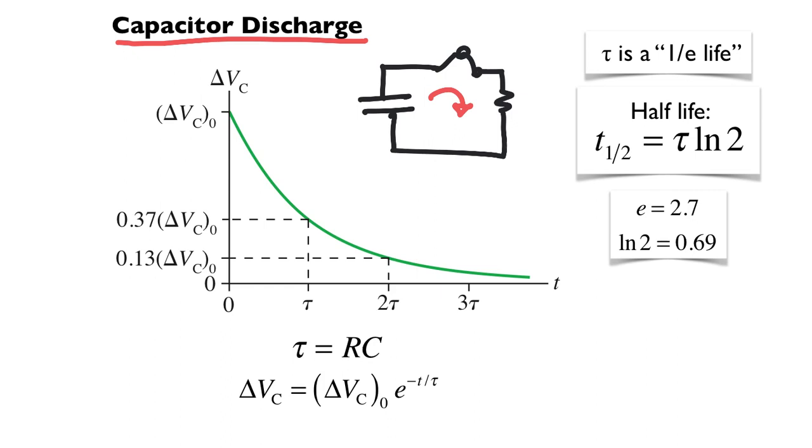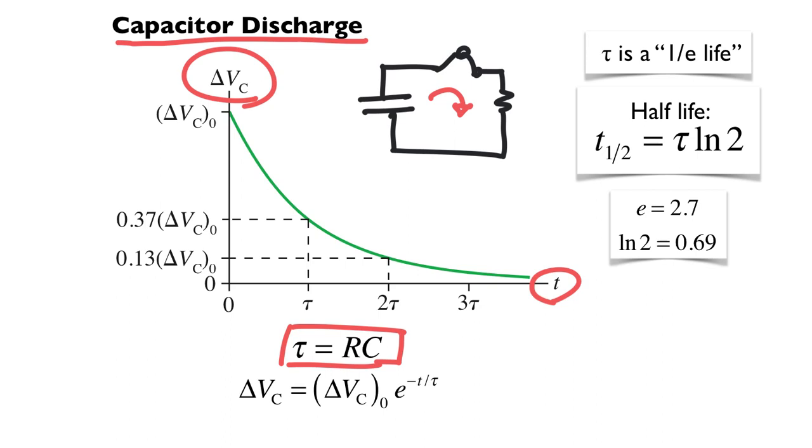And here's a graph that shows the voltage across the capacitor as a function of time, and we've marked a couple of special times, tau and 2 tau and 3 tau. Tau is the time constant. It's the product of the resistance times the capacitance. And it's sort of a characteristic time for the decay.